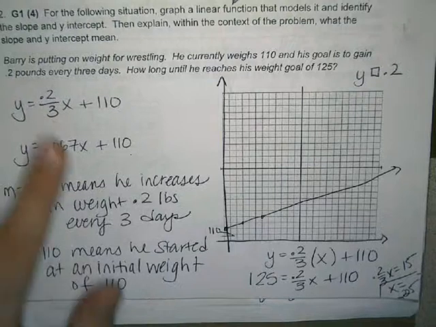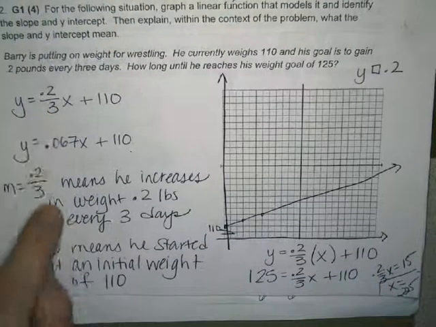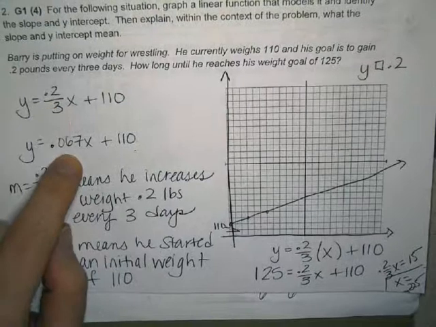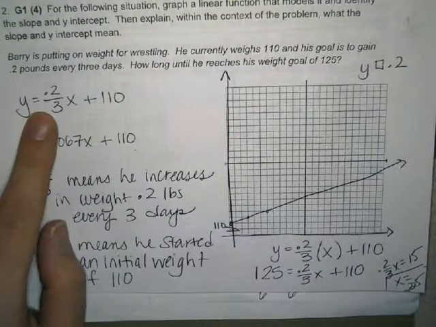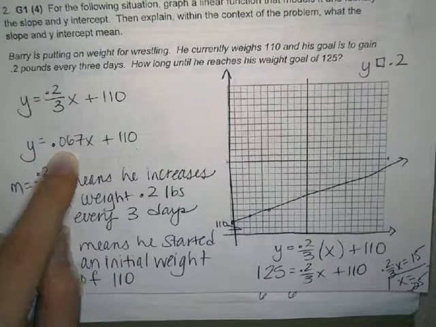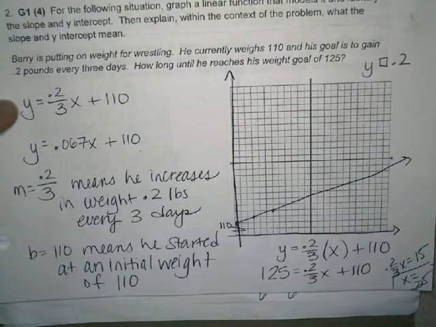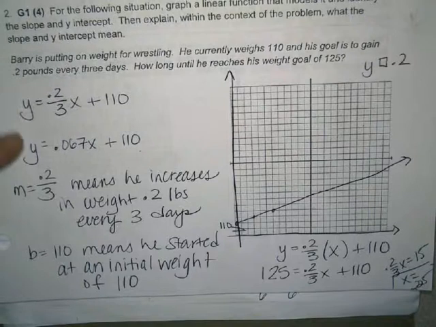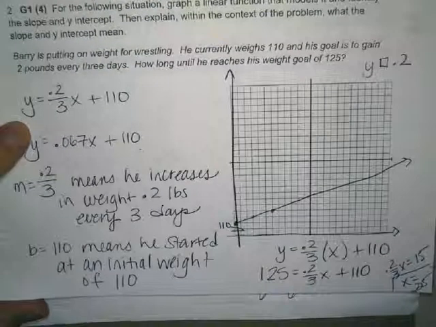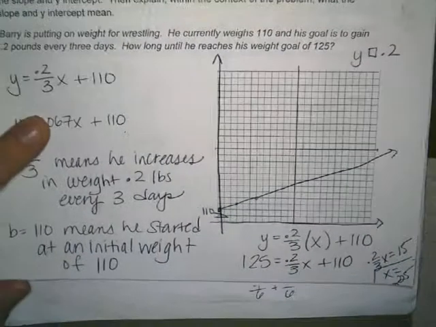Now, normally when I have you write it in y equals mx plus b, I do have you punch that out to a decimal. But it's easier to plot 0.2 over 3 than it would be to have 0.067 over 1. So I plotted this one. They're the same line, just one simplified a little bit more. Slope 0.2 over 3 means he increases in weight 0.2 pounds every 3 days. The b value means he started at a weight of 110.